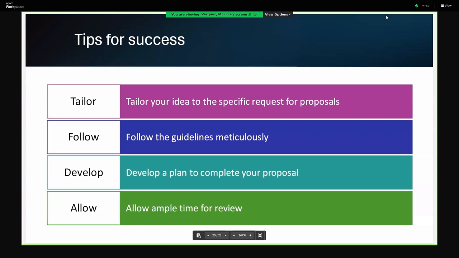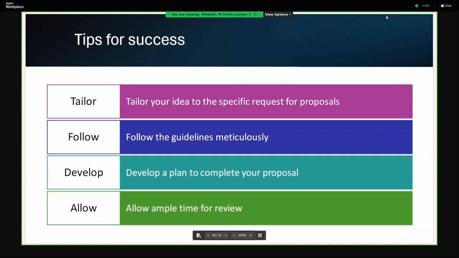Have you seen a theme here? Tailor your idea to the specific request for proposals. I keep repeating it. Follow the guidelines very meticulously. If they tell you that they want your proposal in font size 11 Arial, you have to do it. Otherwise, sometimes just because you didn't follow the instructions, they won't review it.